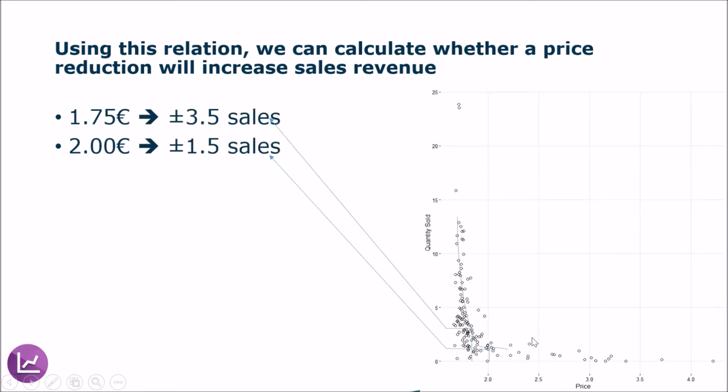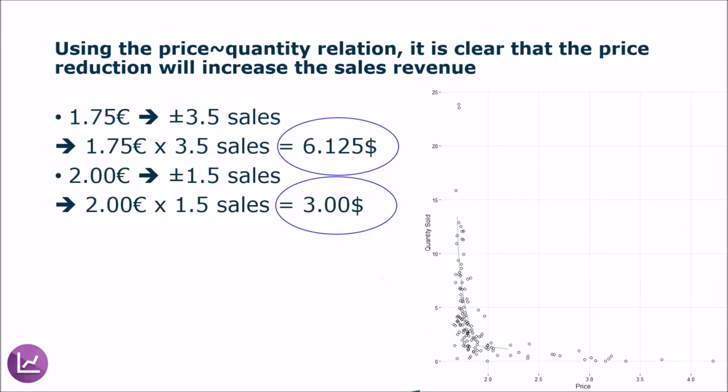Well, if I have modeled my curve, I can easily say, well, if this is the model that we use, selling at a price of 2 is like selling 1.5. If I sell at 1.75, I will sell like 3.5 units, right? So if I look at the revenue, the revenue here will be like 6.125, whereas if I sell at 2 euros, the sales would be like around 3 euros. So clearly, it's much more beneficial to sell at 1.75 compared to selling at 2.